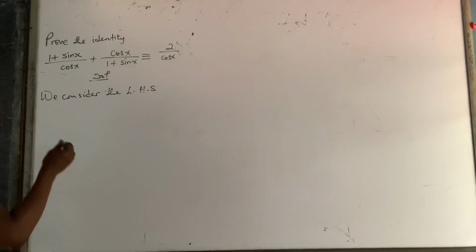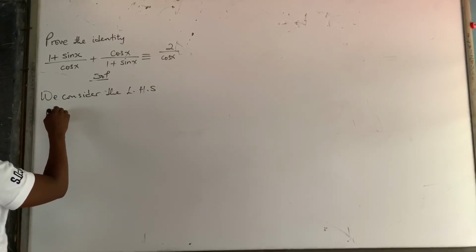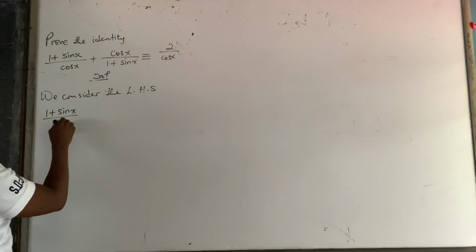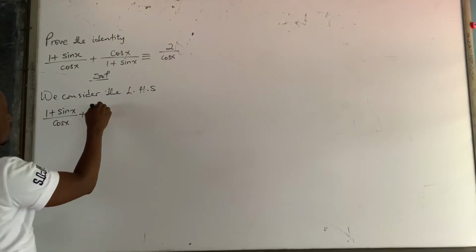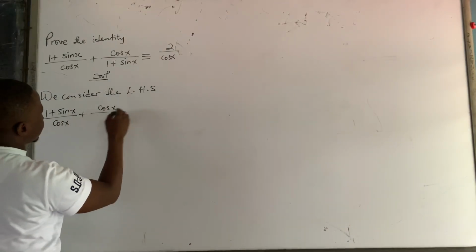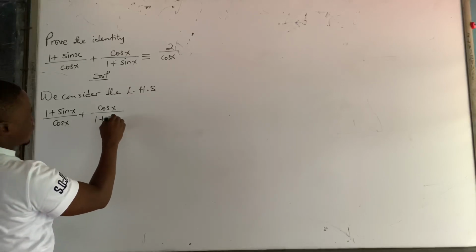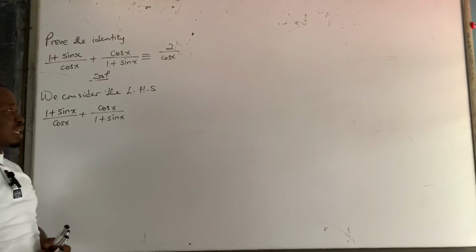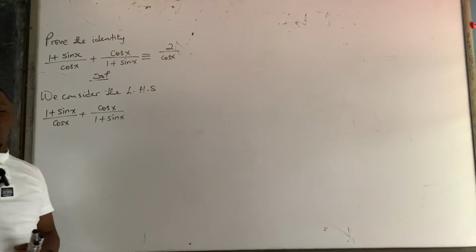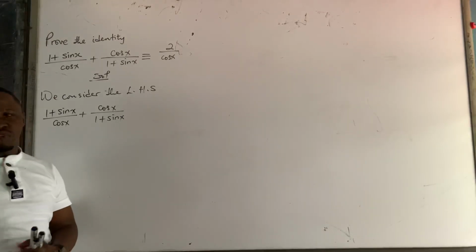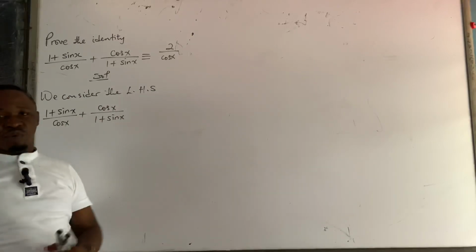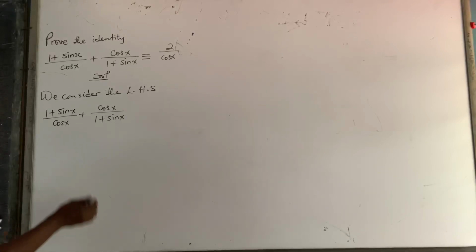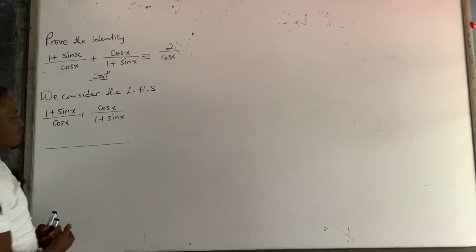What do we have on the left-hand side? We have (1 + sin x)/cos x + cos x/(1 + sin x). This is what we are given on the left-hand side. We must simplify this in order to get what we have on the right-hand side. So let us try to find the LCM.